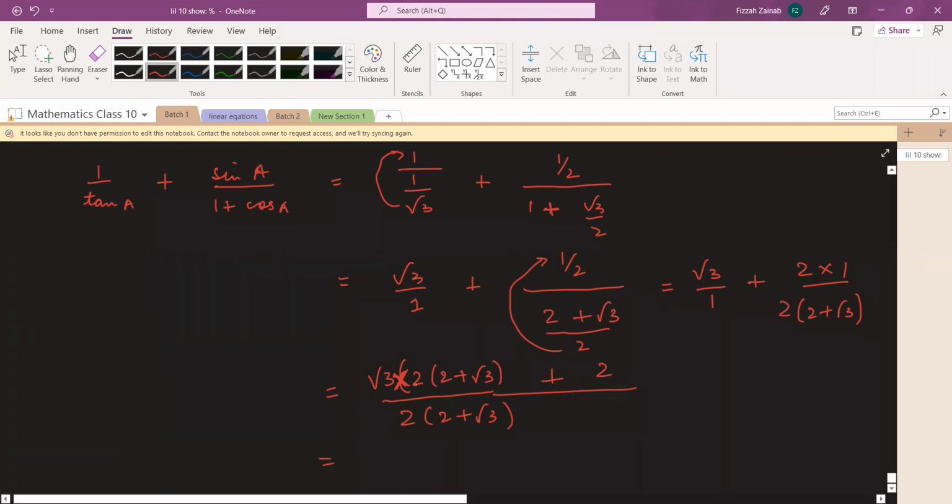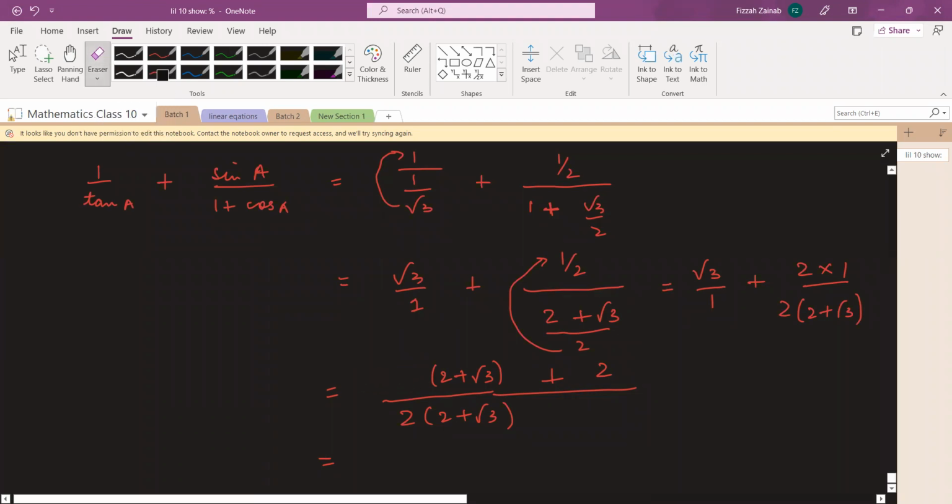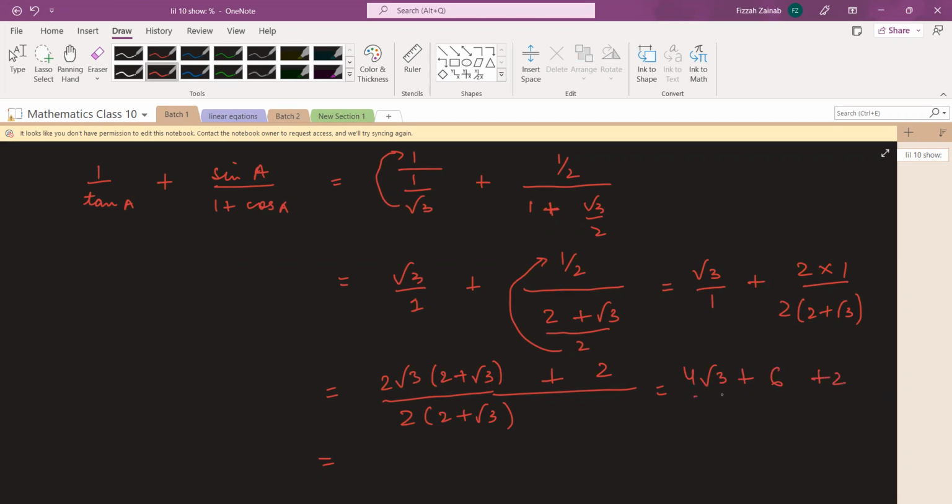So this is, you can open the bracket, right? So 2 into root 3, if you want to write it a bit clearly, so you can write it 2 root 3, no problem. Root 3 into 2 or 2 root 3, it is the same thing, right? Okay. Now you open the bracket. So 2 into 2, 4. So it becomes 4 under root 3 and then plus 2 root 3 into root 3. So root 3 will become 3, right? And 2 into 3, 6. Okay. And then plus 2. And this is in denominator 2 into 2 plus under root 3, right?